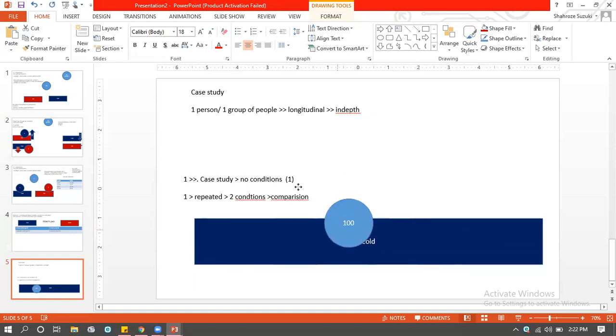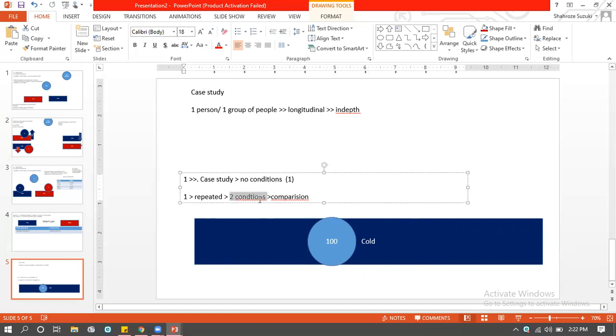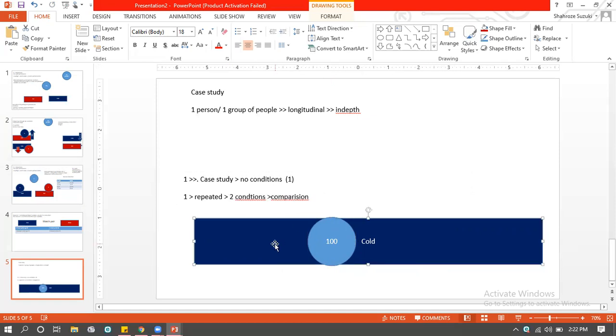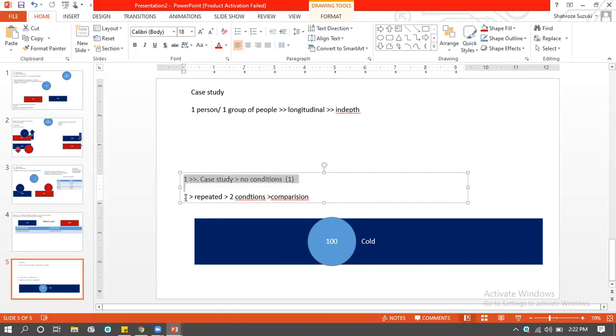This person, you make 100 people sit in the cold examination rooms and see what happens. That's it. There's no comparison in case study. Repeated measures design can be done with one person, 100 people, doesn't matter, but there's always two conditions, and there's always a comparison going to happen. So please don't go with number of people. Number of people can be misleading. Is that clear?